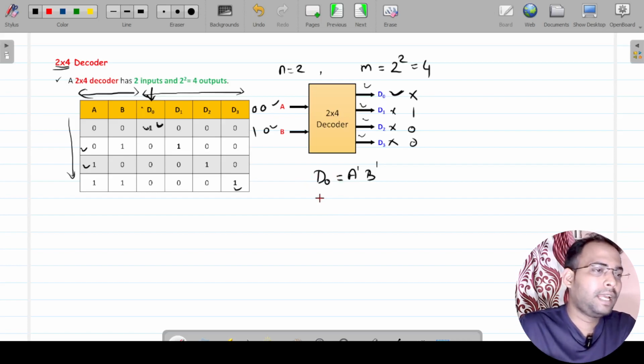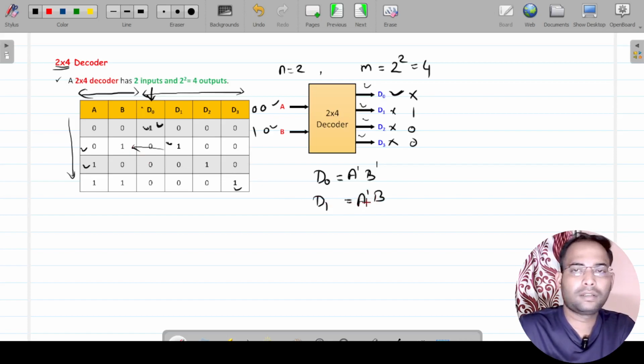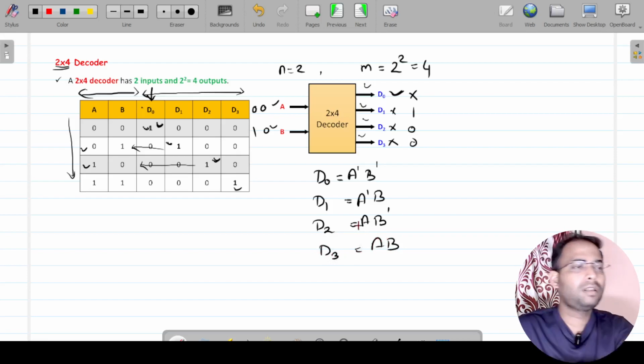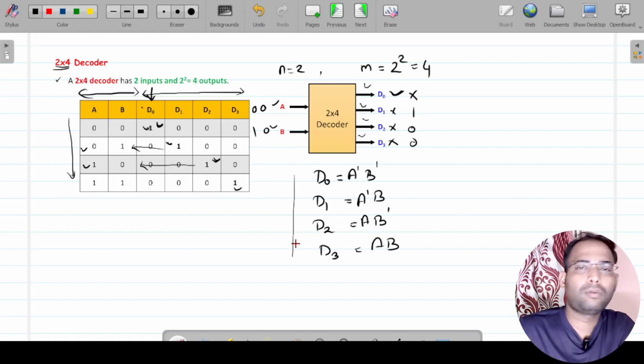Next is D1. You can see it is 1 here, and the corresponding variables are A dash B. Similarly, D2 you can see is here, so the corresponding variables will be A B dash, and similarly D3 will be equal to AB. These are the Boolean expressions required to construct my decoder.